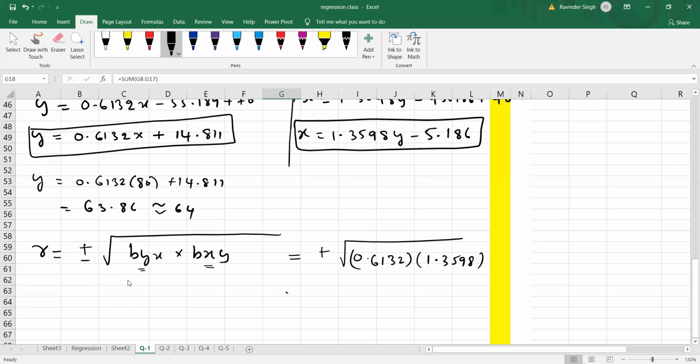1.3598. So when you do that, can you tell me the answer of correlation? 1.3598. So the correlation value is plus 0.83382. This is the value of R.